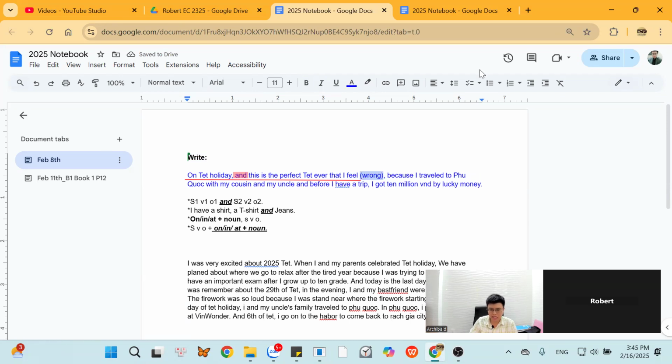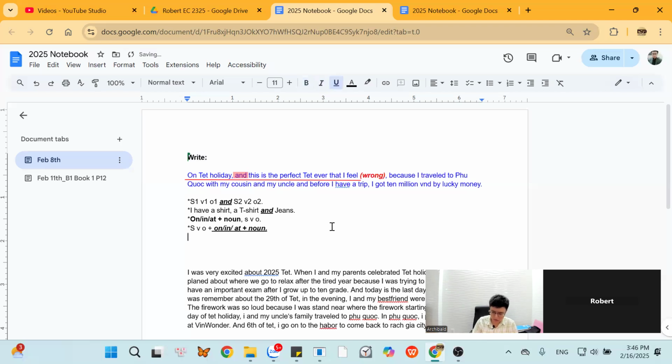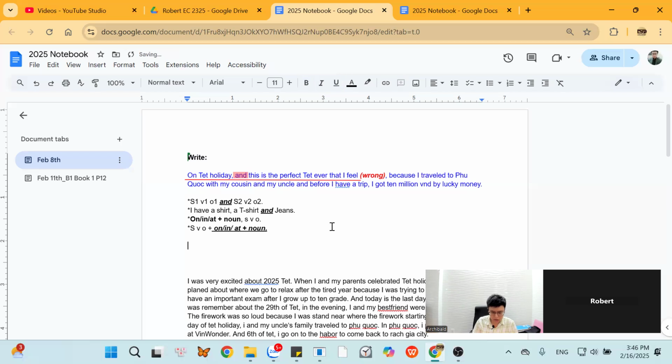The first mistake, or the first wrong word that you have: we don't use and here. Very good. This is the perfect tense ever that I feel. We don't say ever that I feel. You say something like this, Robert. If you want to use the word ever, how to use ever?